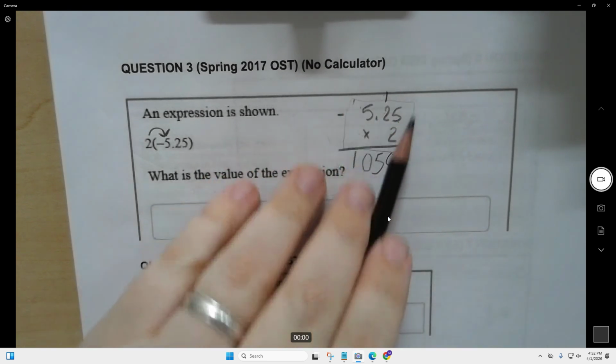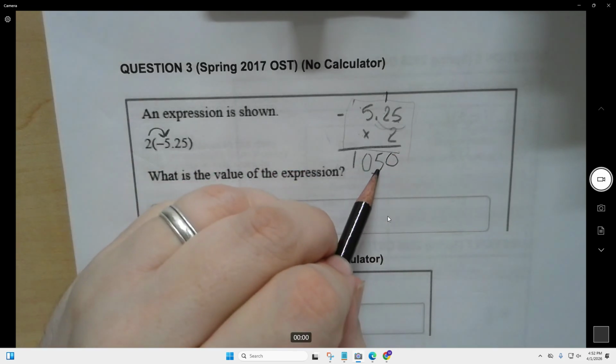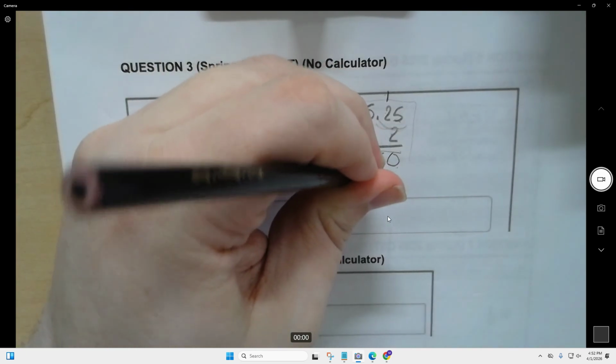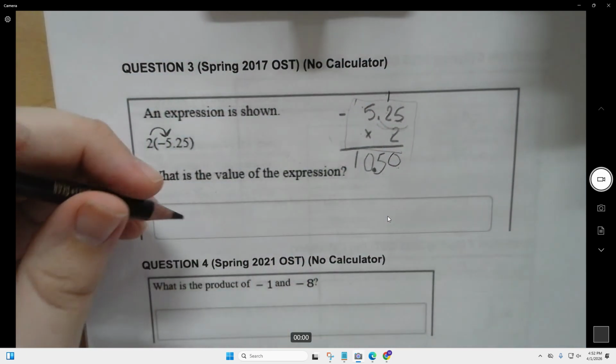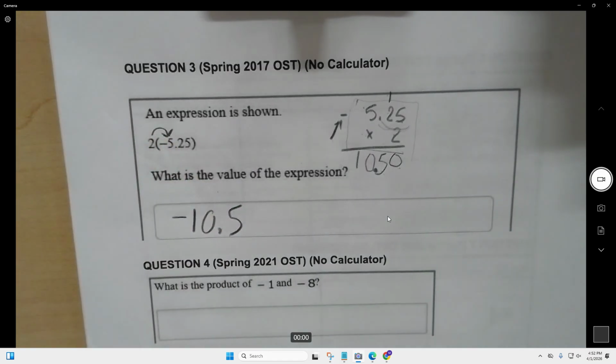Then, once you're done with all the multiplication, that's when you account for the decimal. In the top, we have 2 numbers behind the decimal, 2 and 5. So we need to have 2 numbers behind the decimal here. So it is 10.5. And then remember, don't lose your negative. Negative 10.5. Your negative just tacks back on at the end. And there is your answer.